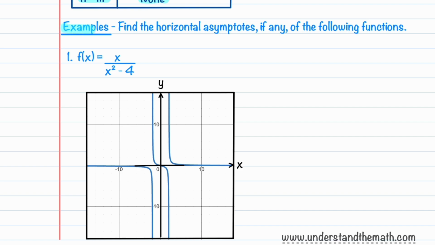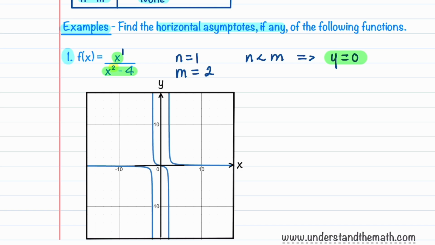We're going to do 3 examples, and what we're going to do in these examples is find the horizontal asymptotes if there are any. Let's look at our first function. It is equal to x divided by x squared minus 4. The degree of the numerator n is equal to 1 because x is raised to the first power, and then the degree of the denominator m is equal to 2 because x is raised to the second power. In this case, n is less than m, so that means we're going to get a horizontal asymptote y is equal to 0.